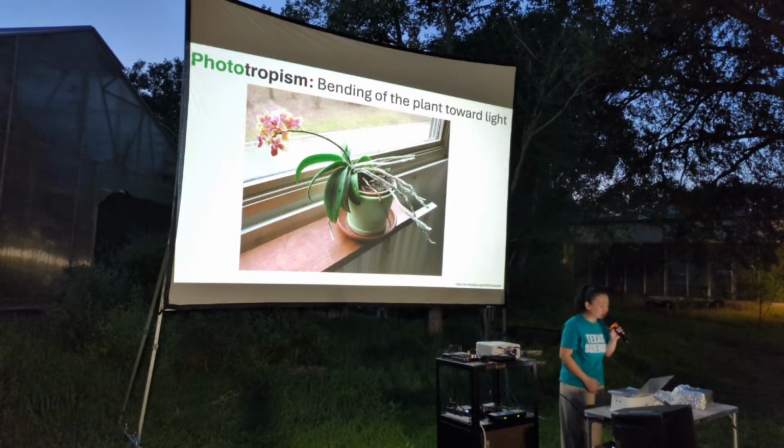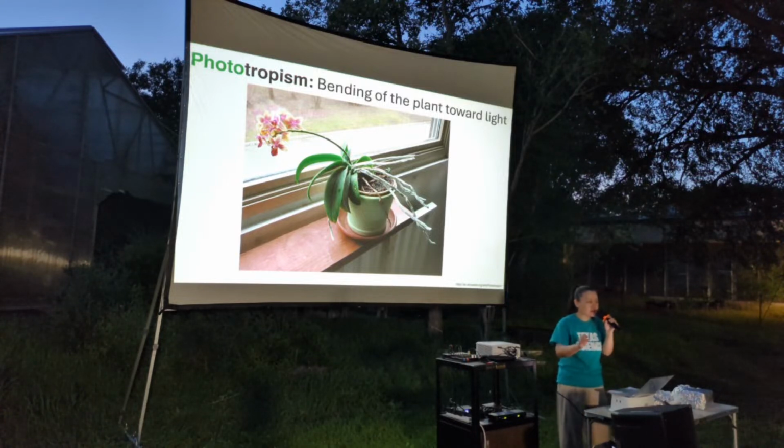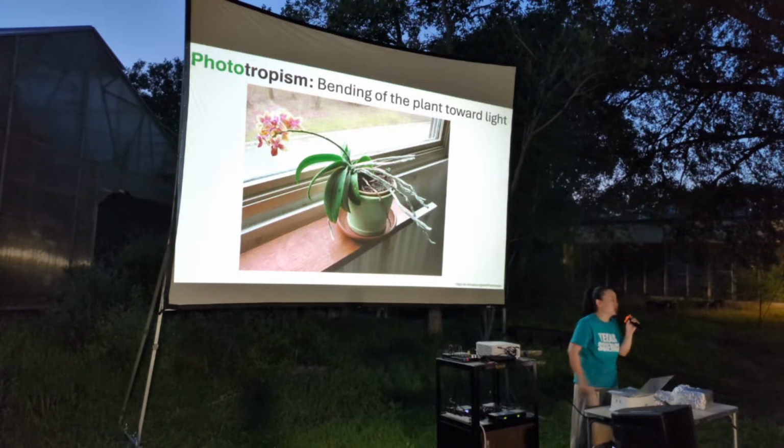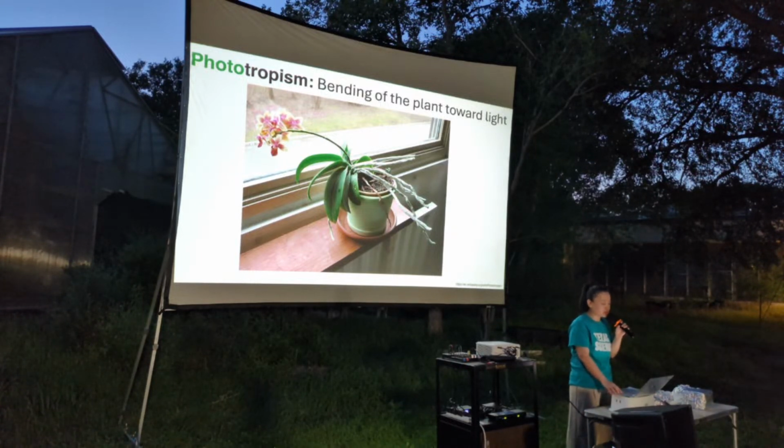And here I have a question. If you want to make your plant grow vertically again, what will you do? Perfect. Yes, you just turn this side to the window, right? And after some time, it will grow vertically again. Okay. So phototropism is actually the bending of the plants towards the light.